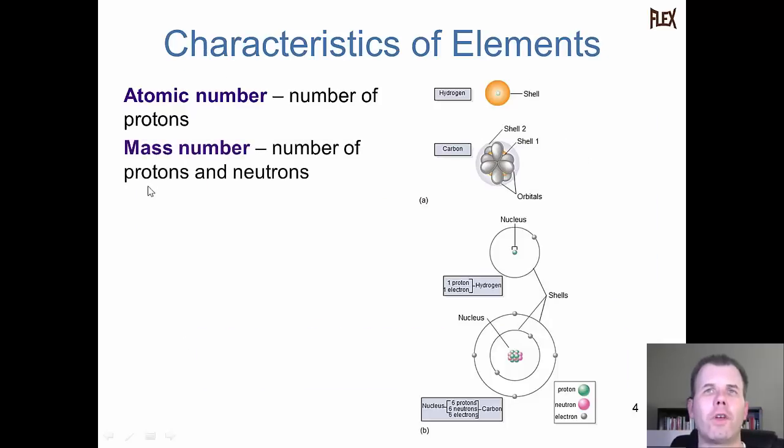We also have what is called the mass number. Now, the mass number is typically on the bottom of each box, and it is typically a decimal, and that tells you how many protons and neutrons are there. Normally you would assume that if I know there are 8 protons in there, there's going to be 8 neutrons, and so the mass number should be 16. And that makes a lot of sense.